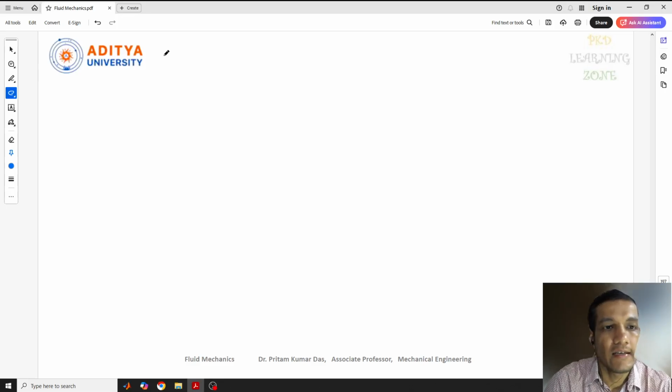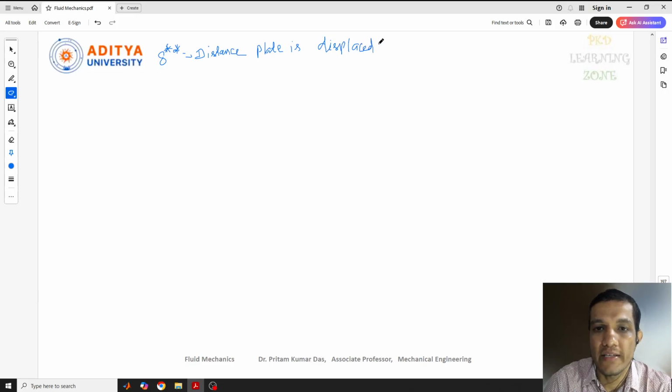So let's consider the delta double star. I told you delta double star is the distance by which the plate is displaced to compensate the reduction in kinetic energy.